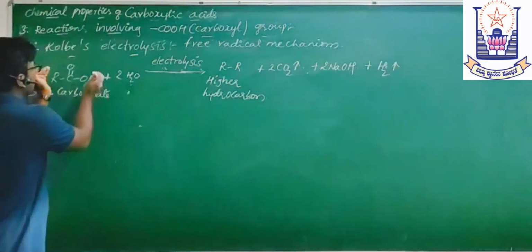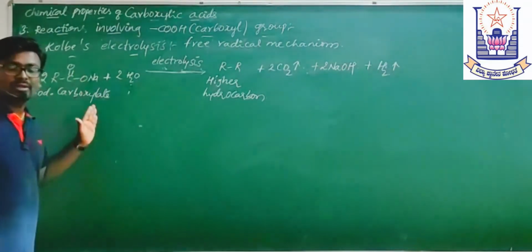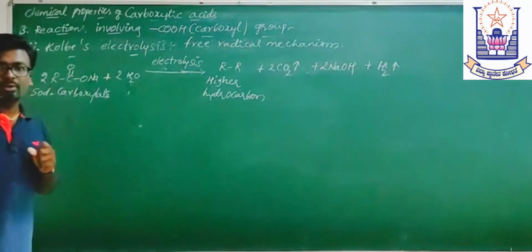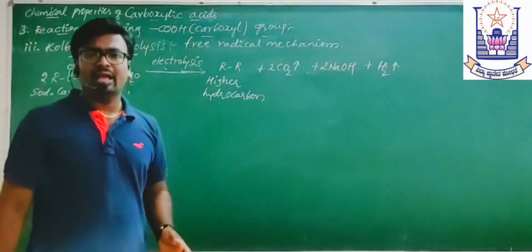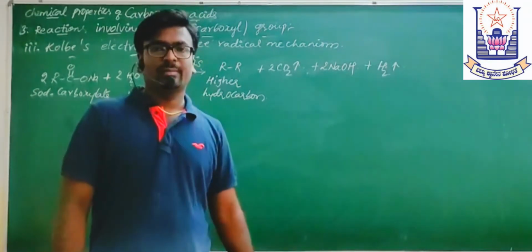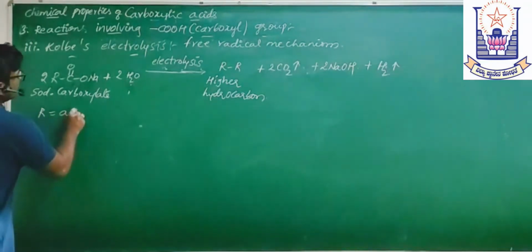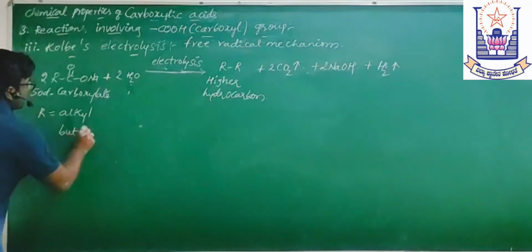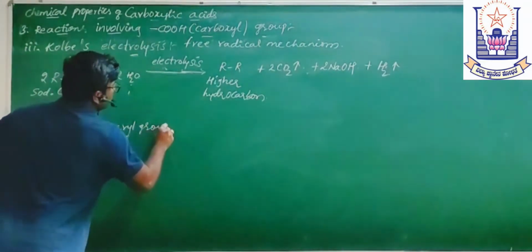Actually, this compound will undergo breaking step by step. Homolytic cleavage of a covalent bond will be followed, which results in the formation of a free radical. The detailed mechanism is studied in first PUC. Here you may take R as an alkyl group, but not an aryl group. This is a very important point.